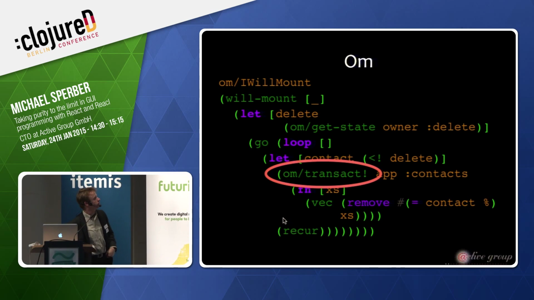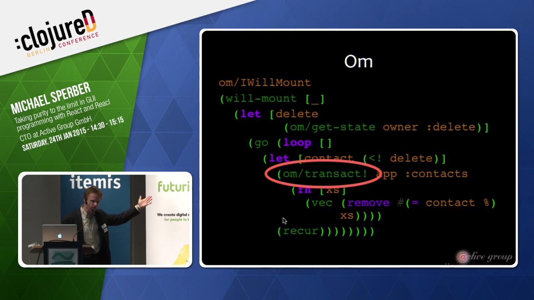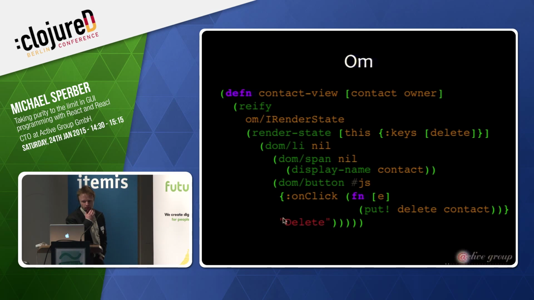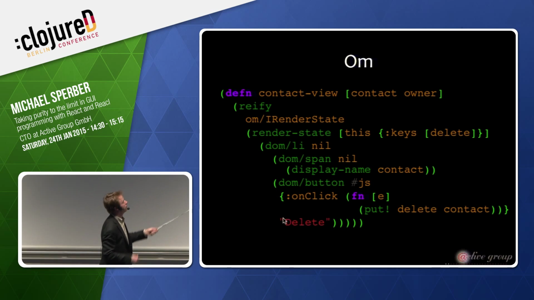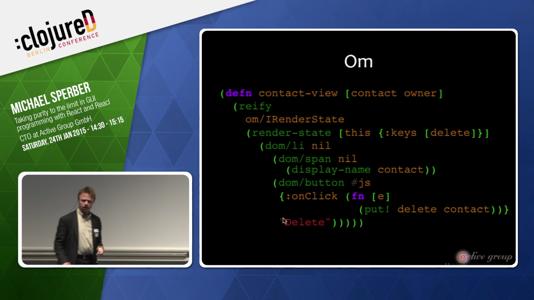So here's that transact thing. And it's got a bang there, so it's probably doing something imperative, right? And the corresponding contact view, which is sitting around it, will then just put a delete message on the channel when somebody pushes that button. Is that clear at all? Too complicated? Somebody shake your head if it was incomprehensible. Okay, we'll go on. If you don't interrupt me, I'm just going to go on.